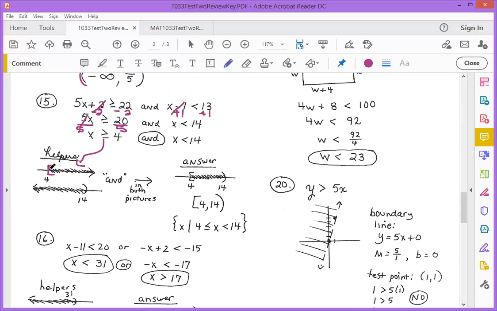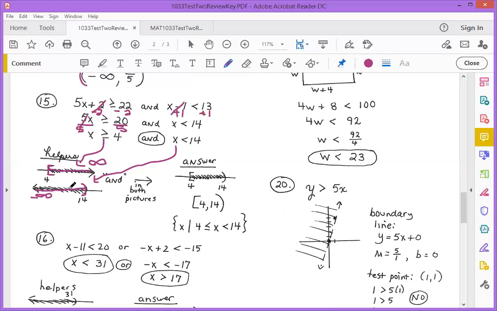So if we were to graph that first inequality, x greater than or equal to 4, we would have a bracket at 4 and we would shade to the right, in the direction of positive infinity. If we were to graph the second inequality, x less than 14, we would have 14 on the number line with parentheses and shade in the direction of negative infinity.